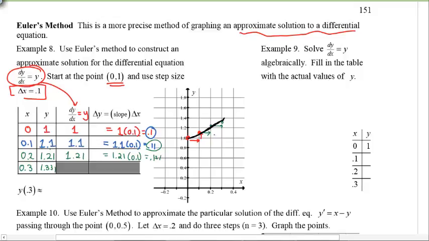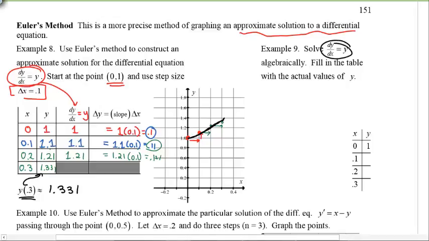Okay, so ultimately if I asked you, hey, what is the y value when x is 0.3, you could now say, hey, by looking at this final part, the y value is actually approximately 1.331. Now, these are my approximate values. If I asked you for the actual values, you would have to take that differential equation.